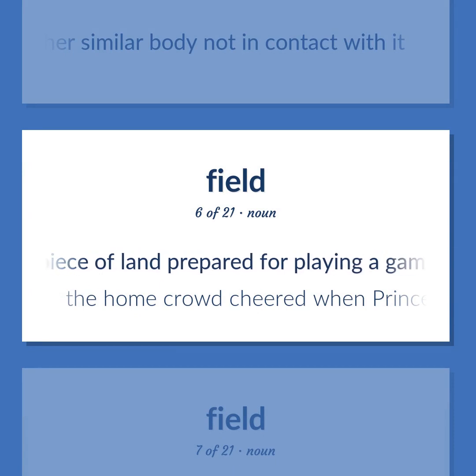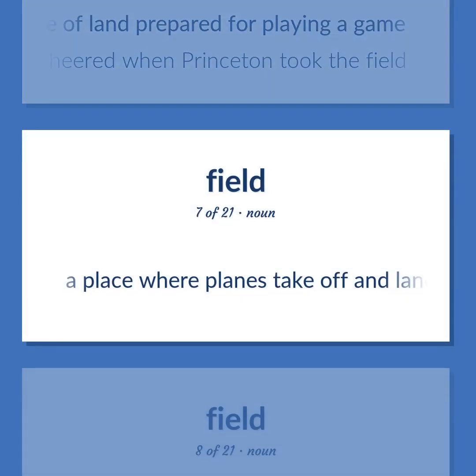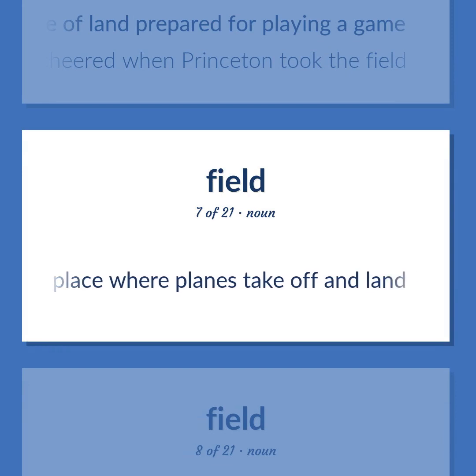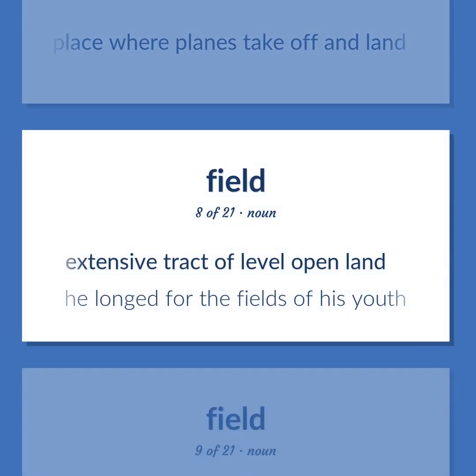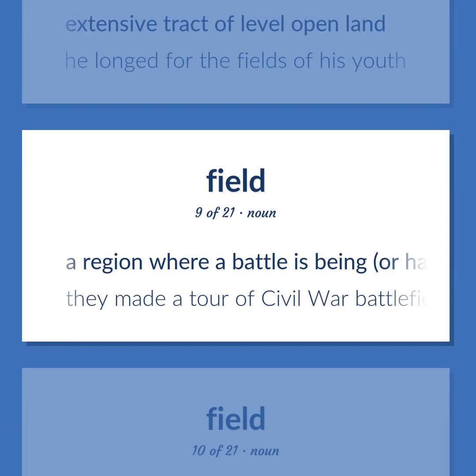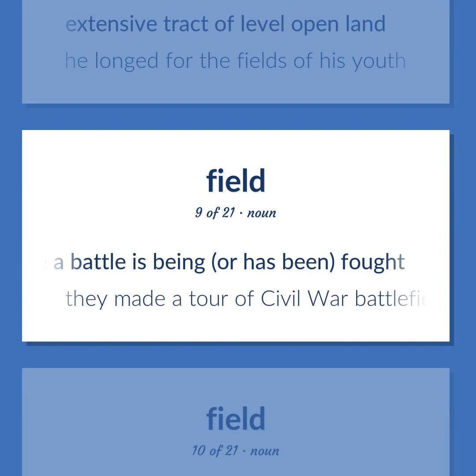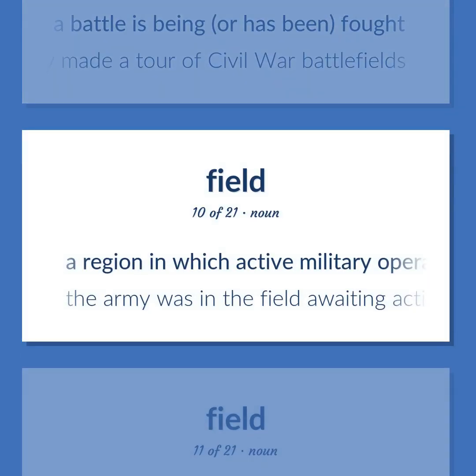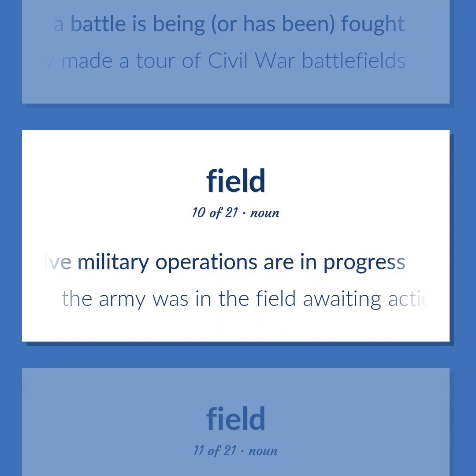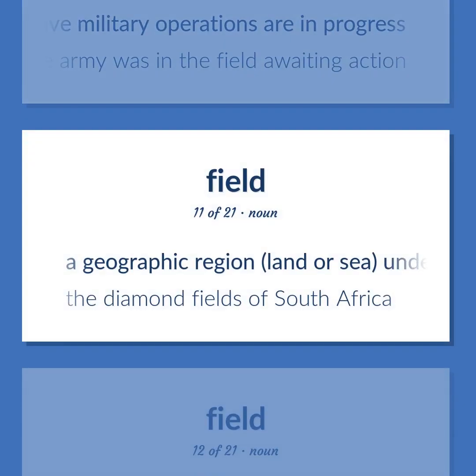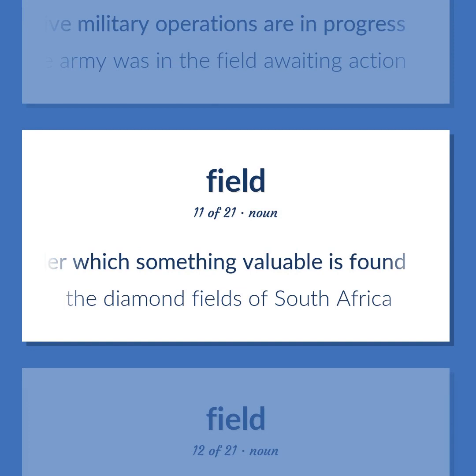A piece of land prepared for playing a game. The home crowd cheered when Princeton took the field. A place where planes take off and land. Extensive tract of level open land. He longed for the fields of his youth. A region where a battle is being, or has been, fought. They made a tour of Civil War battlefields. A region in which active military operations are in progress. The army was in the field awaiting action. A geographic region, land or sea, under which something valuable is found. The diamond fields of South Africa.